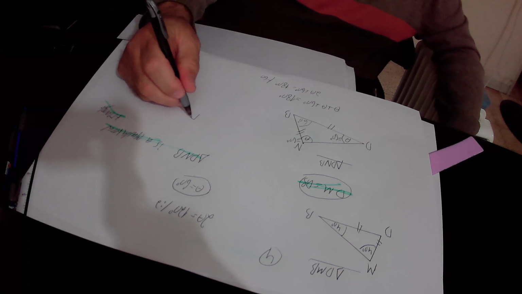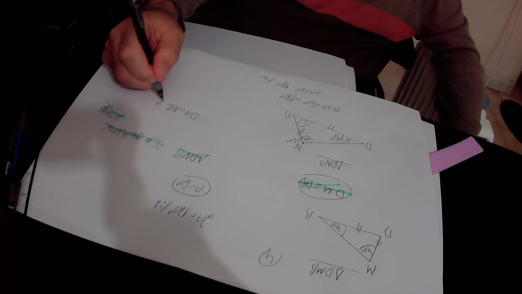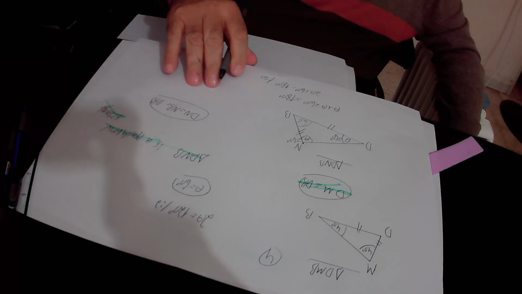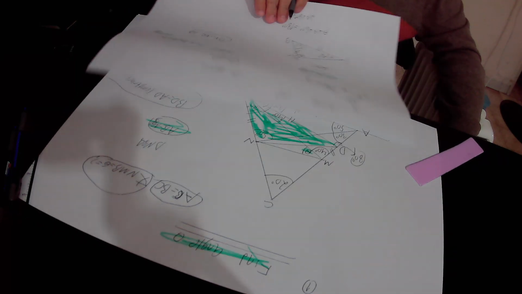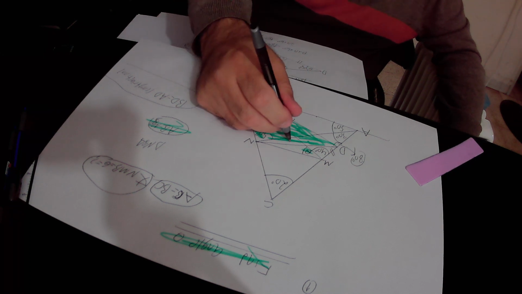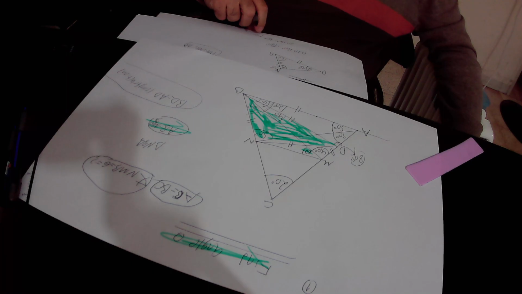DN equals NB equals DB. So write it down in the original drawing. DN equals NB equals DB. Okay.